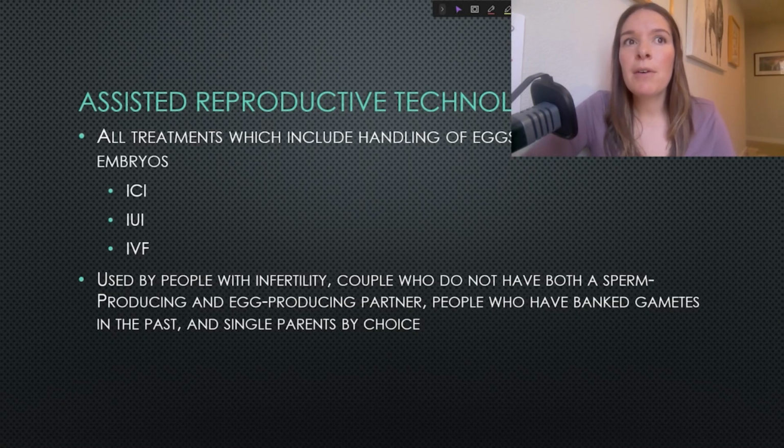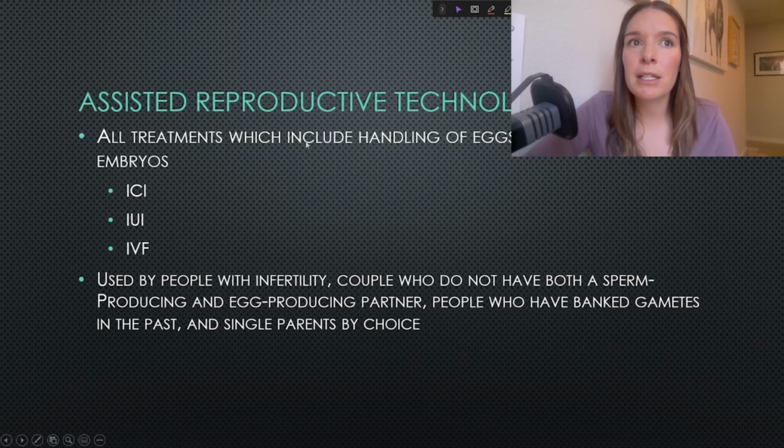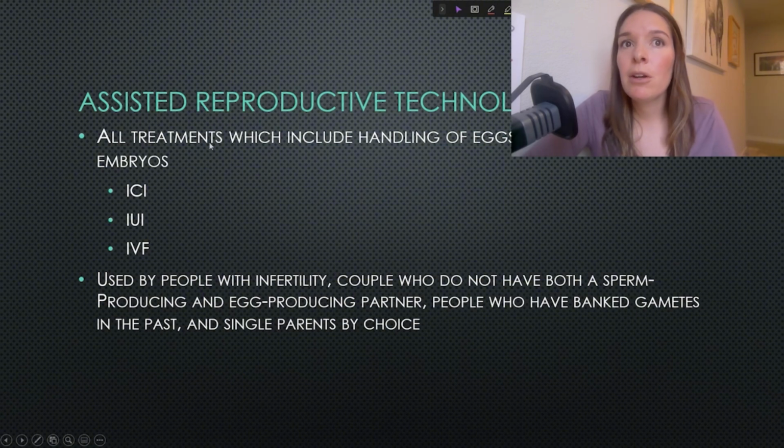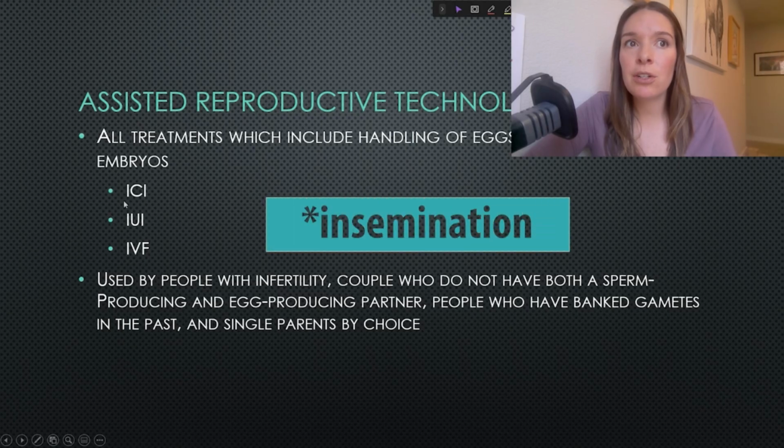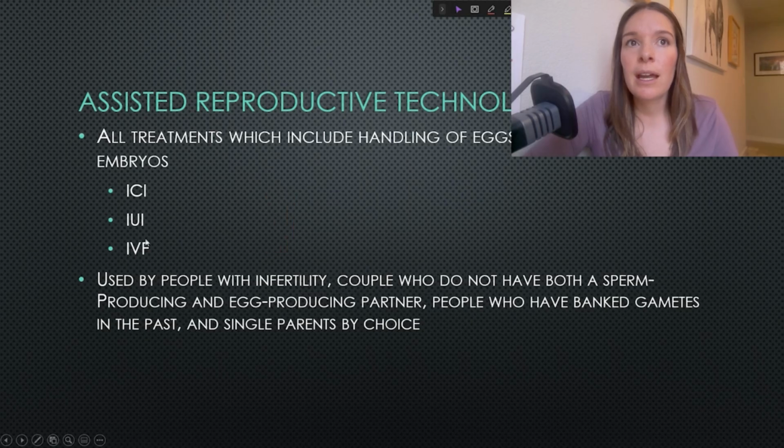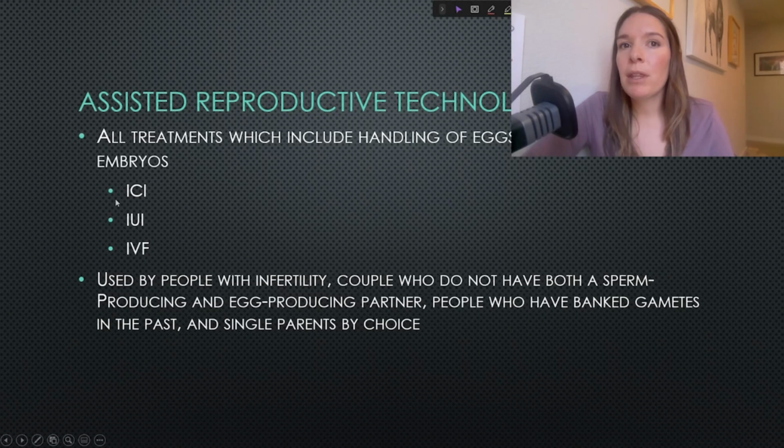Let's talk a bit about the different types of assisted reproductive technology, and we'll get into each of them in a little bit more detail. Essentially, ART is defined as any type of treatment which includes the handling of eggs, sperm, or embryos. So that would include intracervical insemination, intrauterine insemination, and in vitro fertilization. And ART can be used by all sorts of different people. It's not just used by people with infertility.